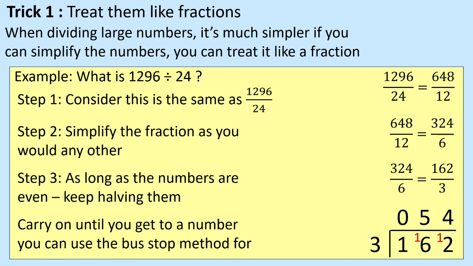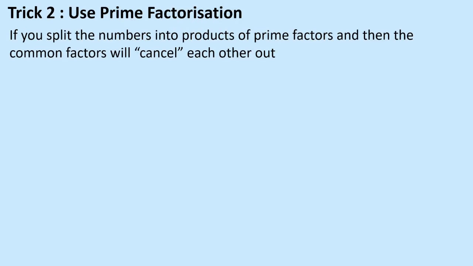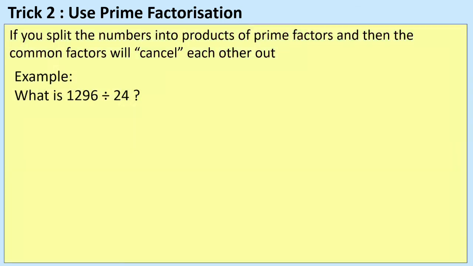Alright, so that's the first trick. Trick number 2 is about prime factorisation. To make it consistent, I'm going to use the same example, but I'll show you a different approach. Depending on the question is really going to determine how you approach these. So this particular one, same question, I'm going to use prime factors.